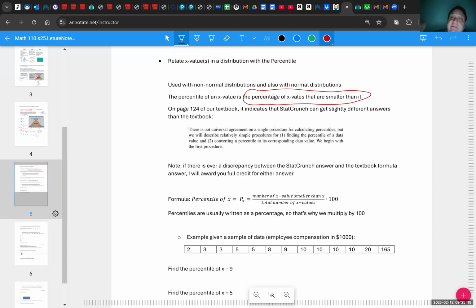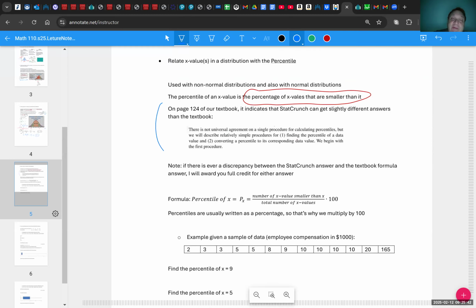In our textbook, it kind of acknowledges this. On page 124 of the textbook, it says that other kinds of sources, even like StatCrunch, which we're using with our textbook, can get slightly different answers from textbook to textbook or from spreadsheet program to spreadsheet program. And it says specifically there's not a universal agreement on a single procedure for calculating percentiles, but we'll describe some relatively simple procedures of how to find them.